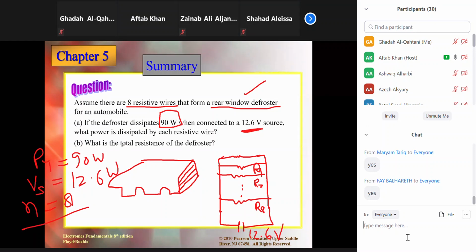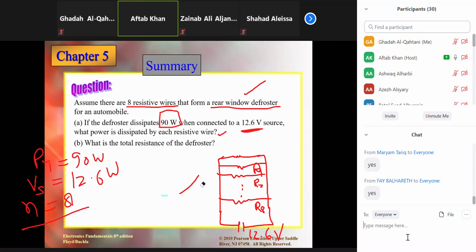Now you need to solve. You need to find 2 answers. First, what power is dissipated by each resistive wire? Now, calculate. Tell me. 11.25 watts. 11.25 watts. Okay. So may I know the formula?